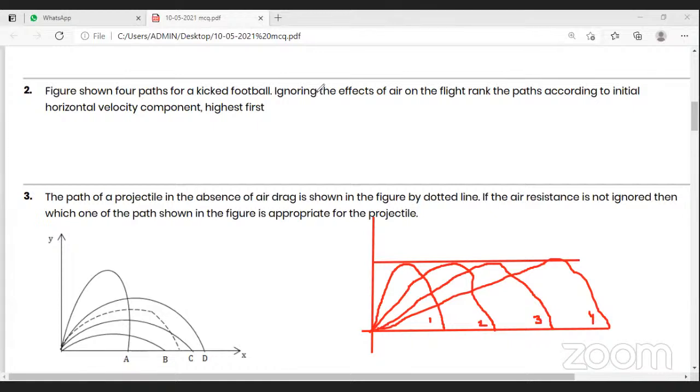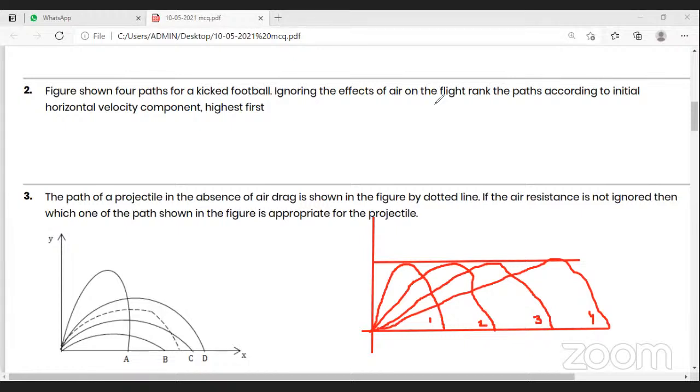Zoom lo unnavallu, are you able to see the diagram? Please tell that. Deepti cheppamma matladu.